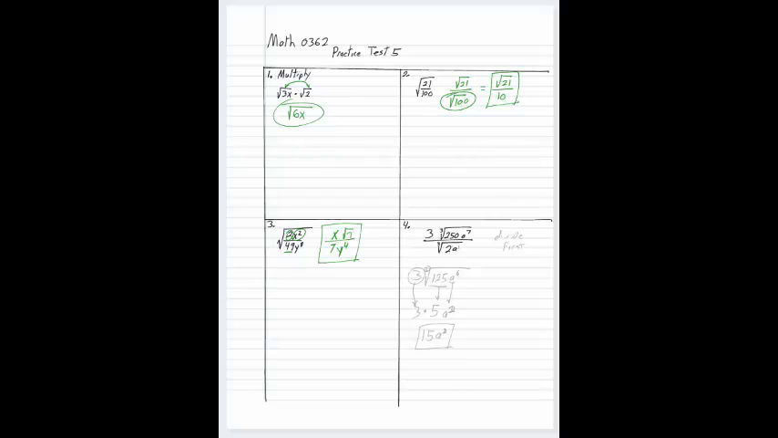Number 4 looks bad, but it's not so bad. What I suggest is divide first. Alright, this 3 on the outside is still 3. We will still have cube root. But 250 divided by 2 is 125. A7 divided by A1 becomes A6. Now it's a lot more manageable.